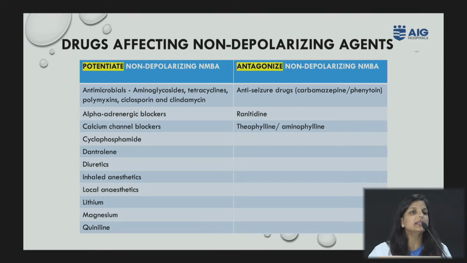So during the PAC itself, we should have a detailed history of the patient, what the patient is taking, and during intraop also, if we are using any of these drugs, we should keep in mind that yes, this patient can have longer duration of action, this patient can have residual neuromuscular blockade. So there are certain drugs which antagonize non-depolarizing blockers, that is anti-seizure drugs like carbamazepine and phenytoin, ranitidine, theophylline, and aminophylline.